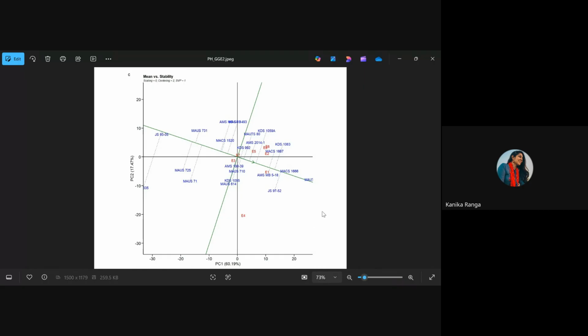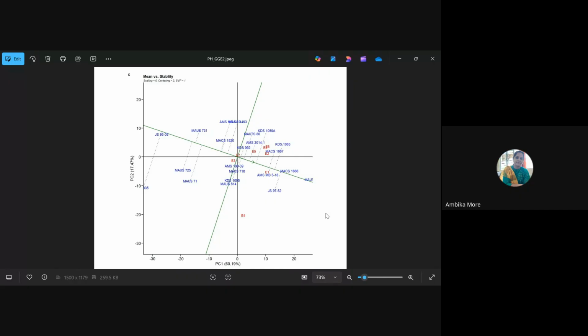Excuse me, sir. Yes. Sir, from this whole graph, if we have to select some genotypes, then KDS 992 will be the best because it is stable and also superior. 992 and 139 are both near to the origin. That's why they are stable. But KDS 992 is the superior performer.